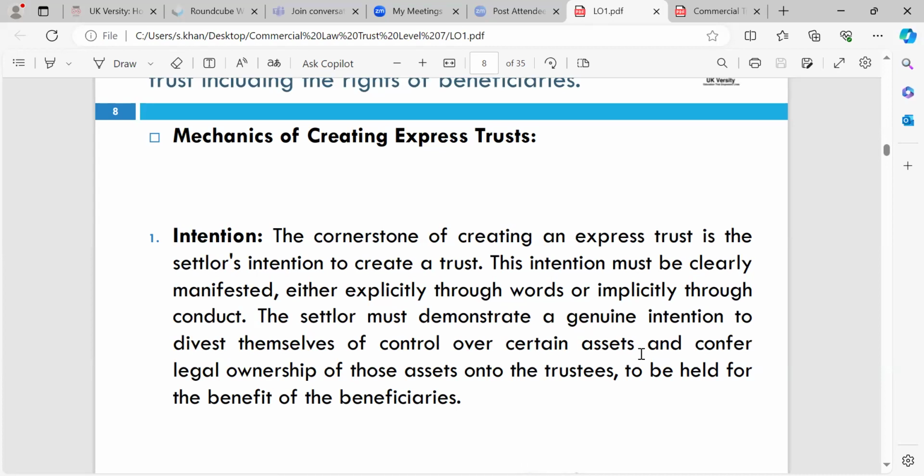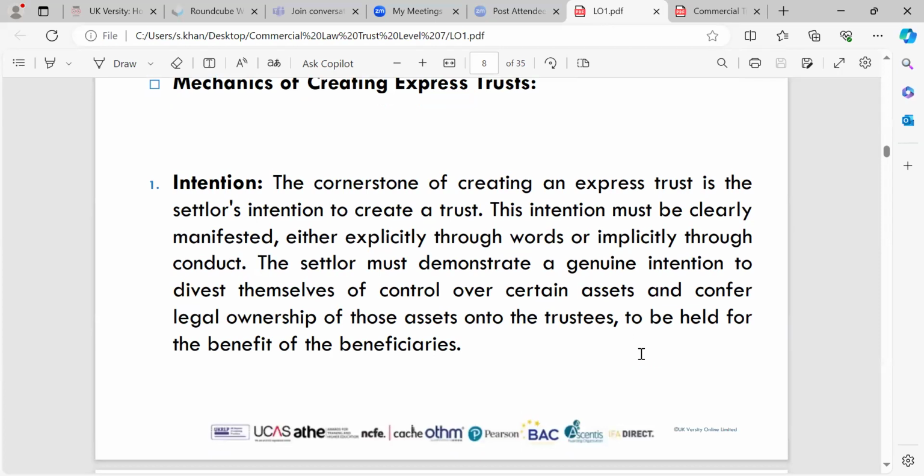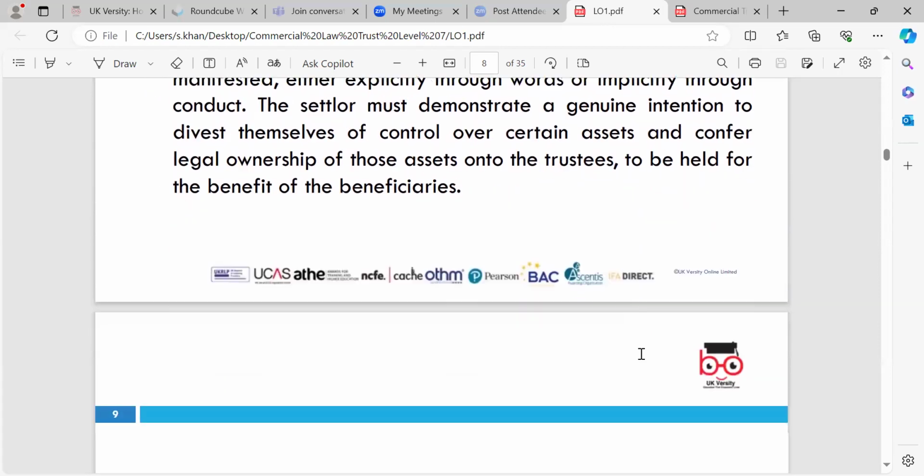So we're looking at the mechanics of creating a trust, and the first one, the intention, which is the cornerstone of creating a trust, is the settlor's intention to create a trust, as we've just mentioned. This intention must be clearly manifested, either explicitly through words or implicitly through conduct. The settlor must demonstrate a genuine intention to divest themselves of control over certain assets and confer legal ownership of those assets onto the trustees to be held for the benefit of the beneficiaries. And that's the intention of creating express trusts.